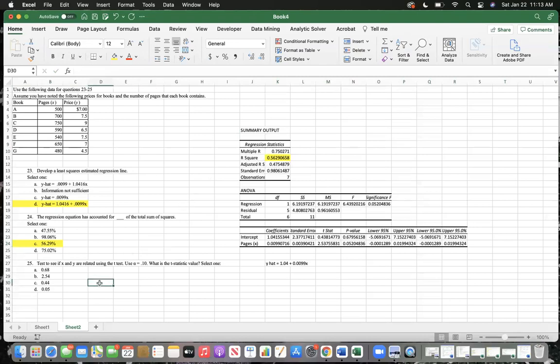All right. So 25 says test to see if X and Y are related using the t-test. So what we need to do is look at our test statistic. Whenever we're doing regression, we're doing the test on the slope, right? And the slope is the same thing as this, our X. So that means we need to look at our test statistic value for our slopes, our test statistic value for pages or X. So that's going to be this value right here, 2.54, if you were to round that. So that'd be B.